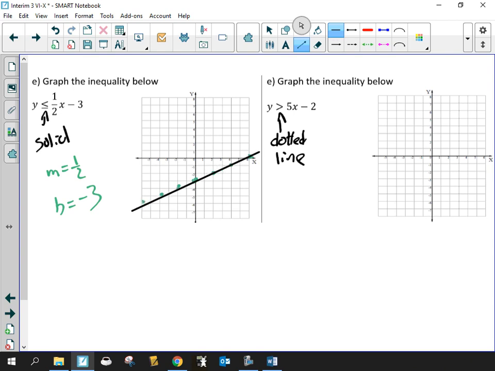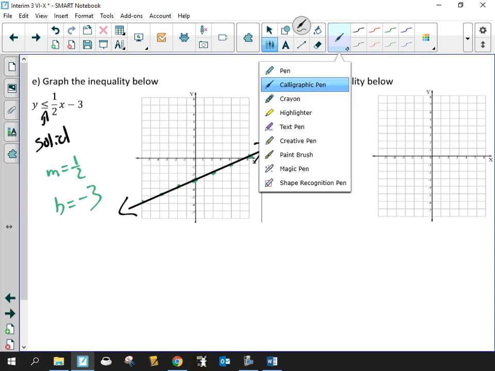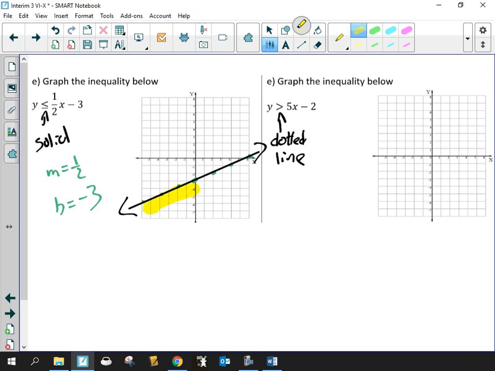And then we look at it and we say, okay, y is less than or equal to, so I will shade in the area below the graph. And any point that lies in that region is a solution.